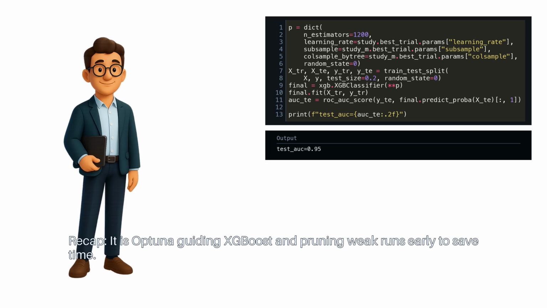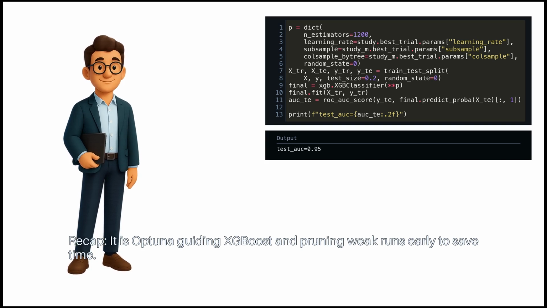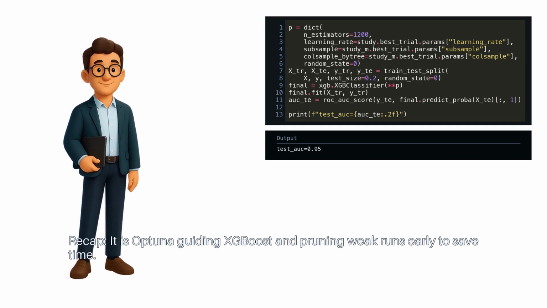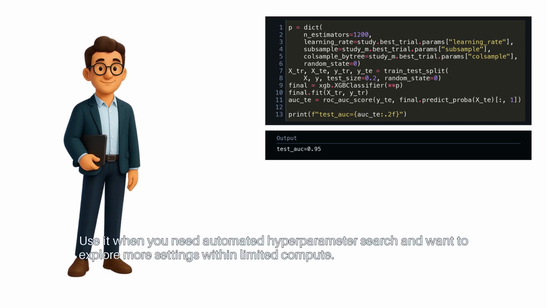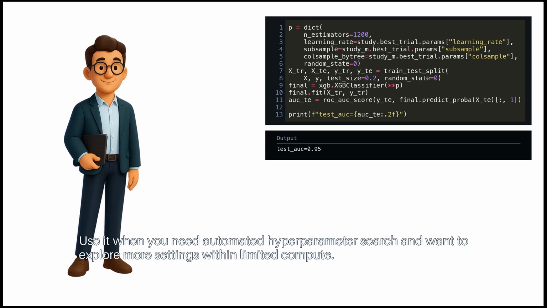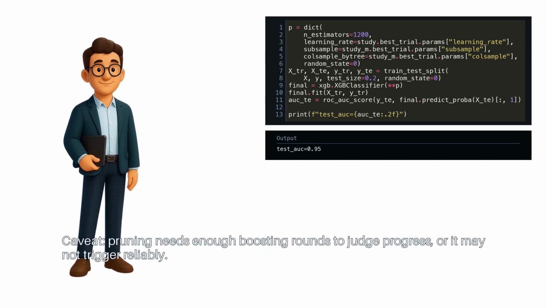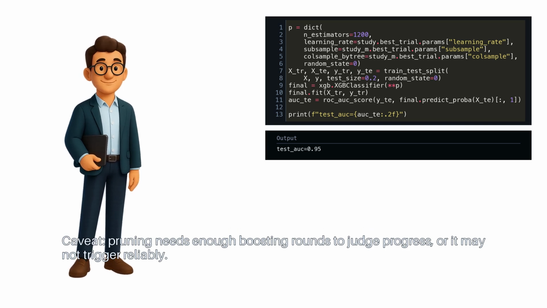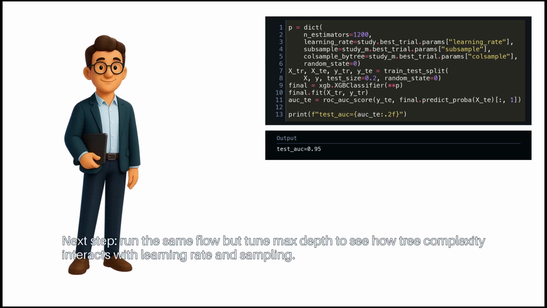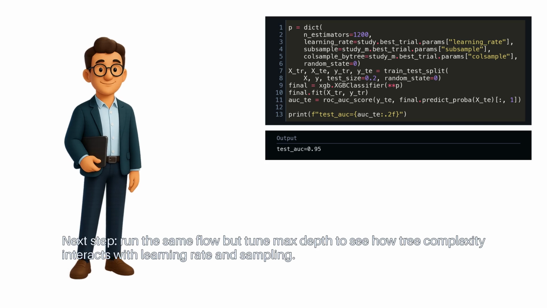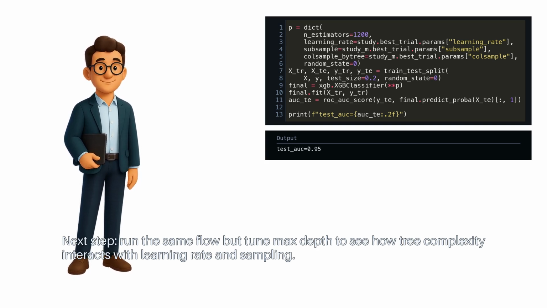Recap: it is Optuna guiding XGBoost and pruning weak runs early to save time. Use it when you need automated hyperparameter search and want to explore more settings within limited compute. Caveat: pruning needs enough boosting rounds to judge progress, or it may not trigger reliably. Next step: run the same flow but tune max_depth to see how tree complexity interacts with learning rate and sampling.